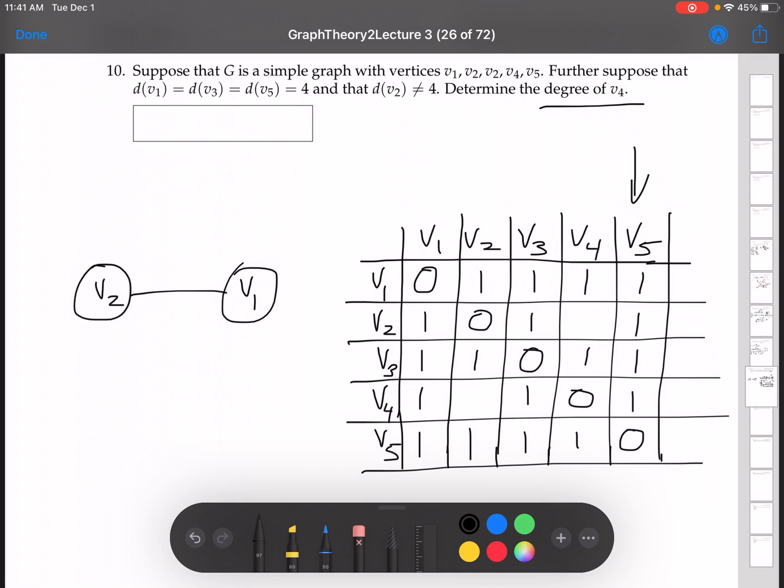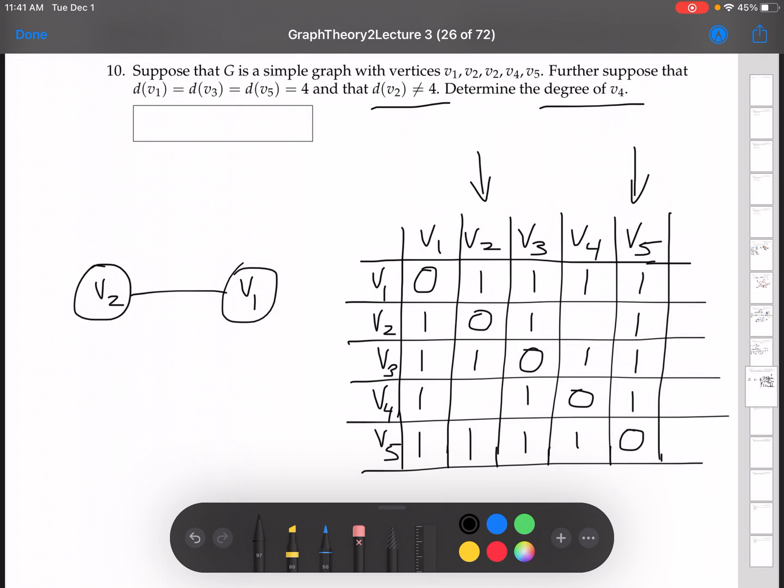That tells us all that information, and now look, there are only 2 places that we don't know what they are yet. What haven't we used? We haven't used the fact that the degree of V2 is not equal to 4. If the degree of V2 is not equal to 4, it can't be bigger than 4, so it has to be less than 4.